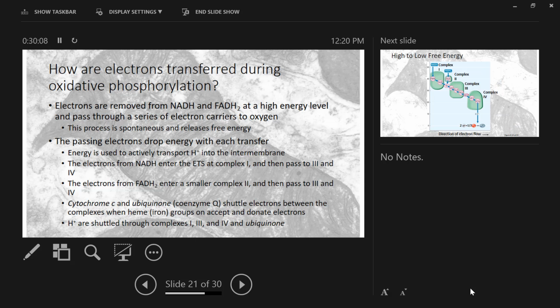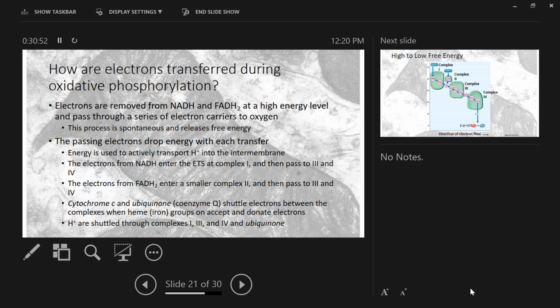So what we find is that complex 1, complex 3, and complex 4 are proton pumps. They pump hydrogen ions against their concentration gradient. Make sense? They are pumping hydrogen ions against their concentration gradient. Notice what complex is not part of this list: complex 2. Which means the electrons that come from NADH go through 1, 3, 4, three proton pumps, three pumps that are going to pump hydrogen ions.